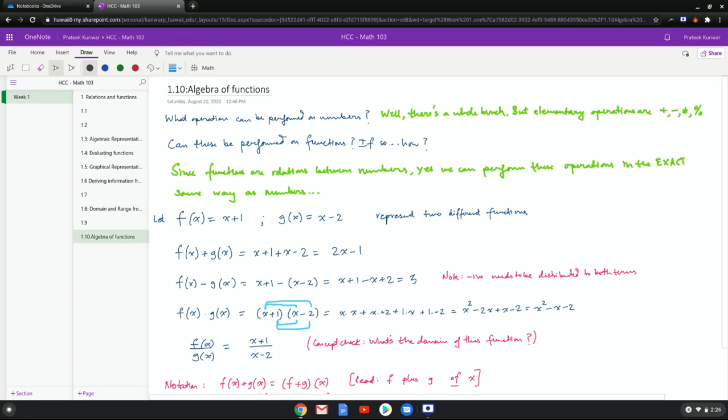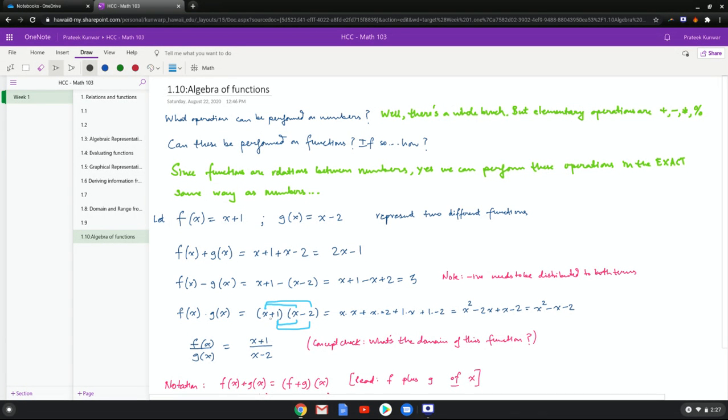Let's pick this example where I have two functions. So I'm using two variables, f and g, x plus 1 and x minus 2. Addition would be just add those expressions. x plus x is 2x, 1 minus 2 is negative 1. Subtraction is just subtract them, but remember when you subtract, you have to distribute the negative. So negative x and negative times negative 2 becomes a positive 2. The x's cancel out and you are left with 3.